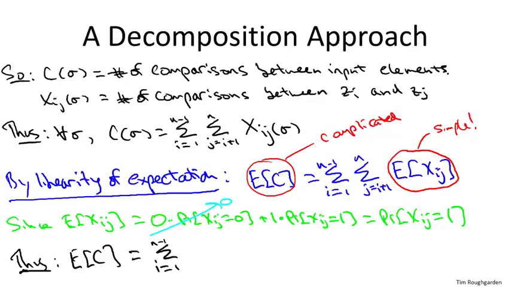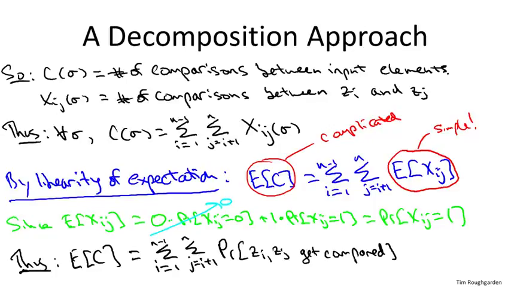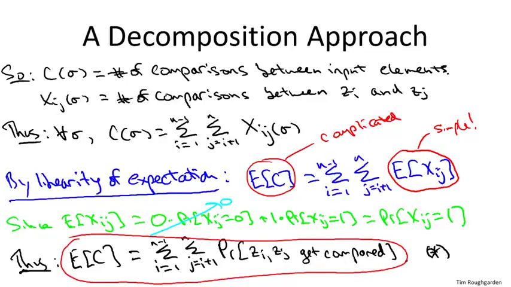So putting it all together, we find that what we care about, the average value of the number of comparisons made by quicksort on this input array, is this double sum, which iterates over all ordered pairs, where each summand is the probability that the corresponding xij equals 1. That is the probability that zi and zj get compared. And this is essentially the stopping point for this video for the first part of the analysis. So let's call this star and put a nice circle around it.